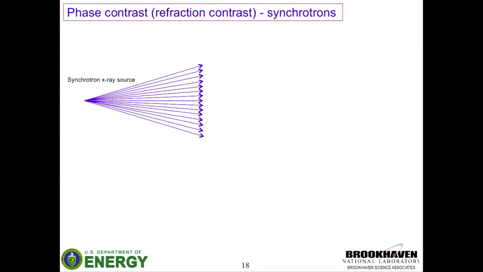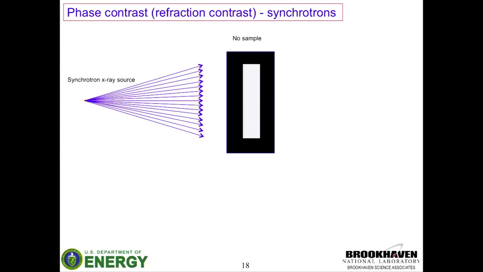Now, there is another contrast mechanism which we call phase contrast. Some version of it is called refraction contrast. So again, let's say you have a synchrotron beam. If you have no sample, this is what it looks like before. When you put in a sample, something happens.